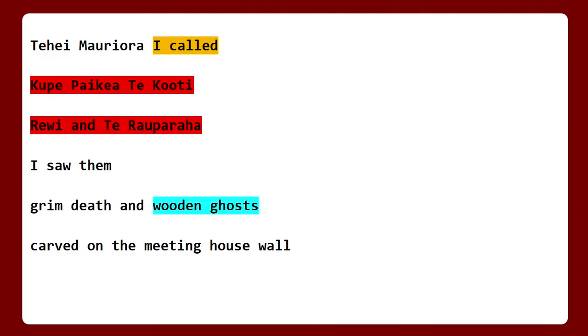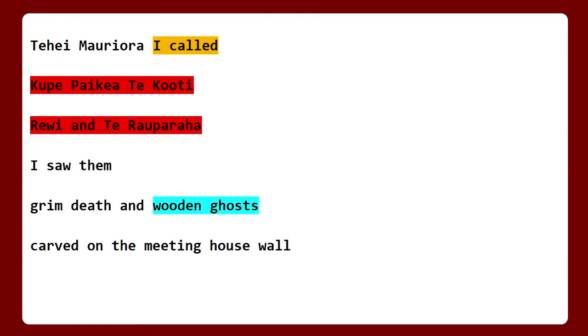So here's the first stanza of Sad Joke on a Marae. Tihei Moriora I called. Kupe Paikia Te Kuti Rewi and Tarokraha. I saw them, grim death and wooden ghosts carved on the meeting house wall. So you can see that there are 3 separate quotes highlighted in 3 different colours. So you should pause the video here and do that highlighting on your own copy of the poem. And let's get into the analysis.